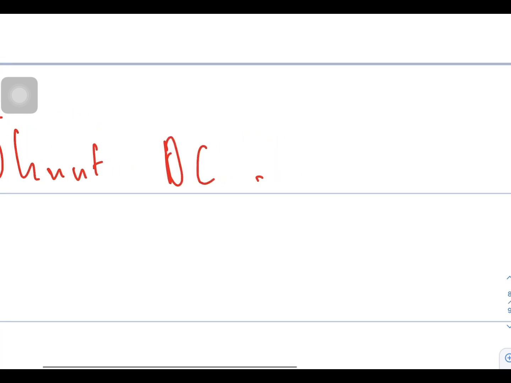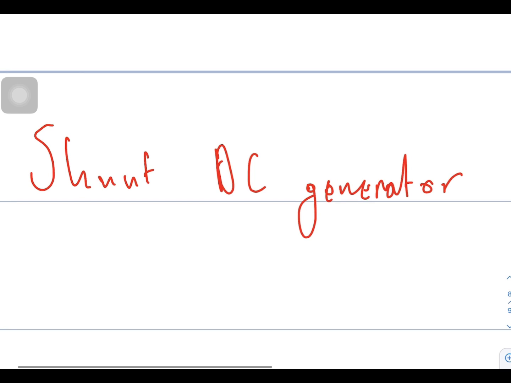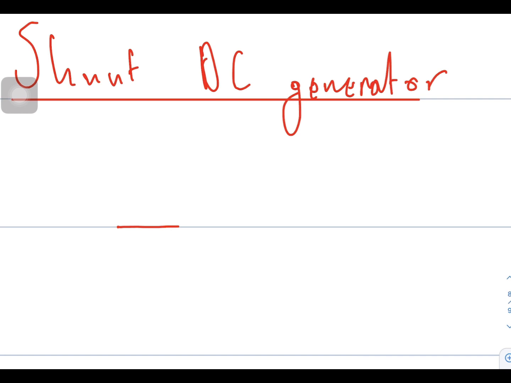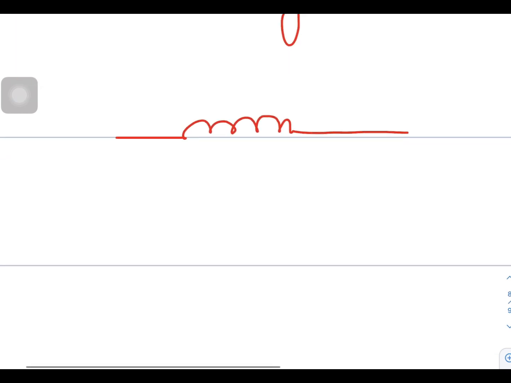Okay guys, coming to the other type of DC generator that we will do calculations on, the shunt DC generator. Okay, let us write it down. It's almost a parallel circuit, no?